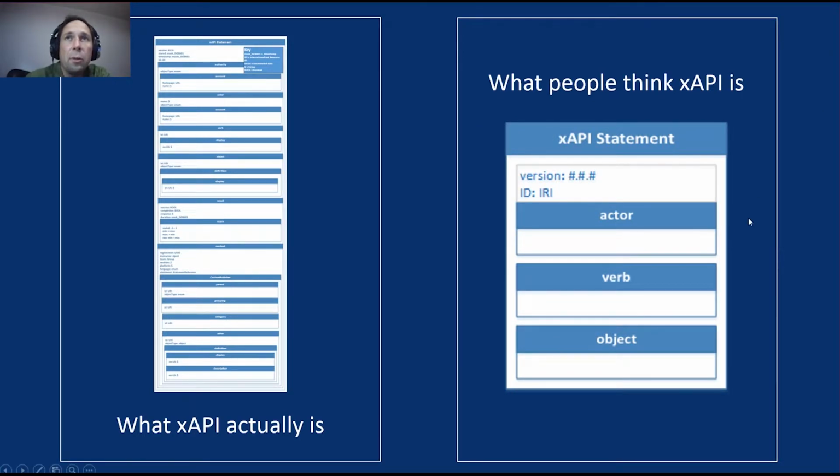So to get to how deep some of these profiles are and how deep xAPI actually is, we see here on the right what people think xAPI is. They think of actor, verb, object. You might have an identifier and a version with it. But really, it's so much deeper than that. And we're not going to talk about how deep those are today, because that's going to be talked about in context of xAPI profiles instead.